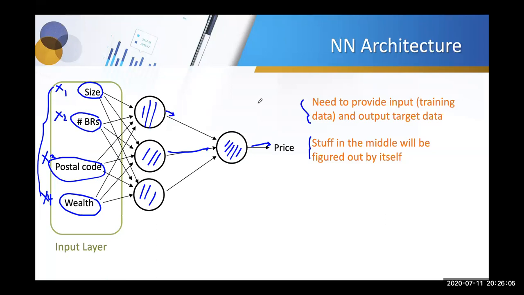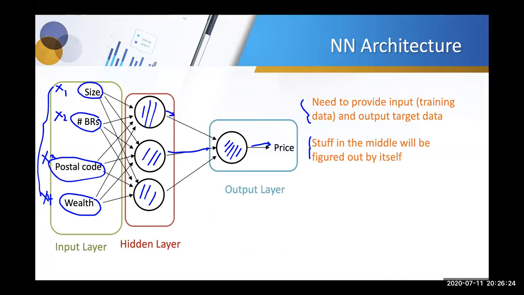So in the neural network community, they call the input data the input layer. The stuff in the middle is called the hidden layer. And this piece, the neuron that produces the output or the answer, is called the output layer. Why they call it hidden layer is because, okay, input layer is clear, output layer is clear. The hidden layer is called hidden because it's really hidden.